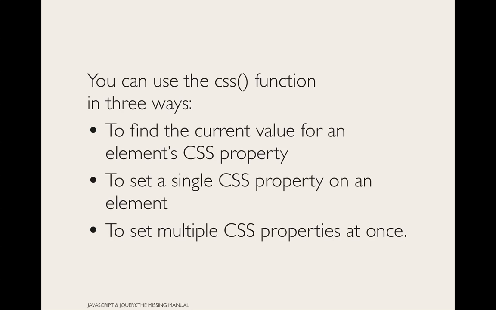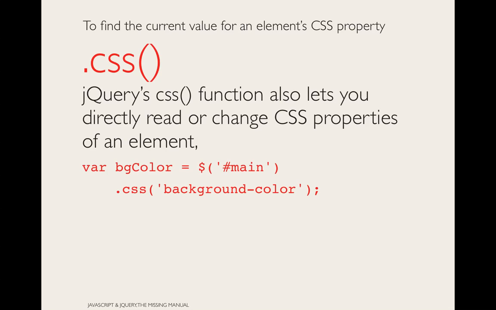So, to find the current value of an element's CSS property, surprise, there's a CSS method. It's nice to see a straightforward answer to a problem. .css is the method. jQuery's CSS function lets you directly read or change CSS properties of an element.